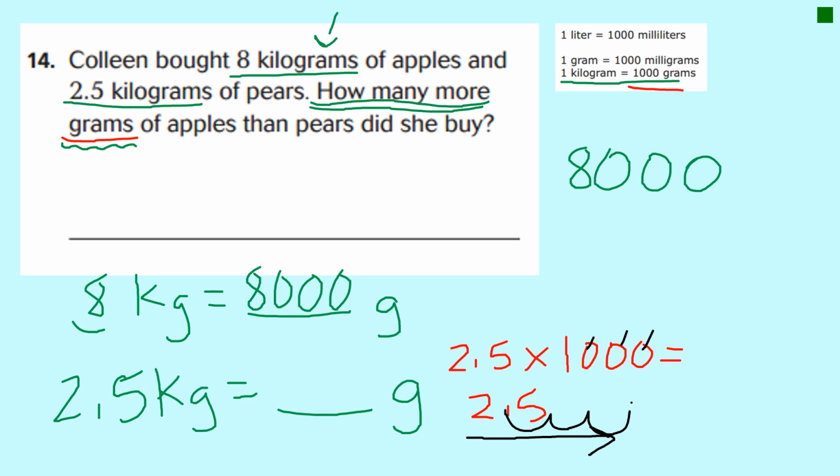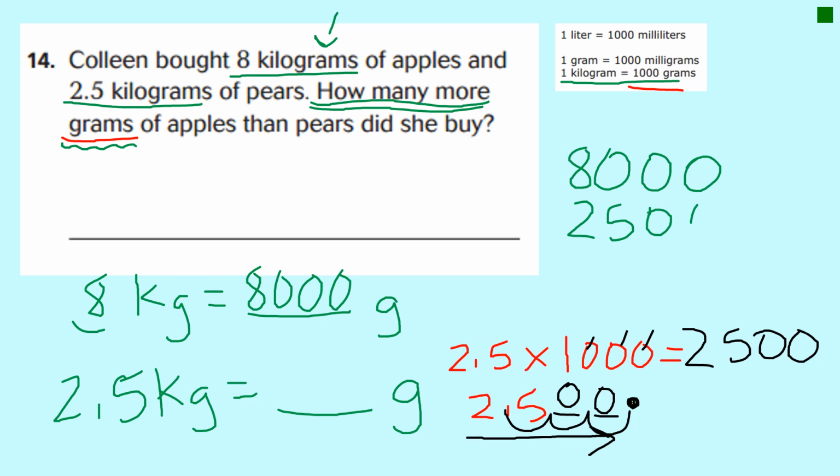And we've moved the decimal here. So what are we going to do in these empty spaces? Yeah, we've got to fill those in. Do you remember that, boys and girls? 2 5/10 times 1,000 is 2,500. Okay, so she bought 2,500 kilograms of pears. How many more grams? Oh, 2,500 grams of pears.